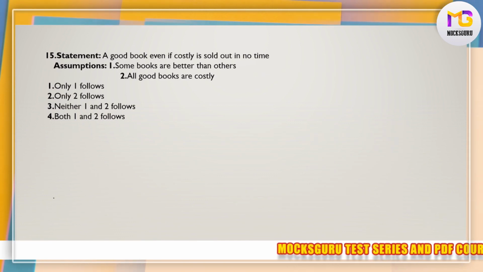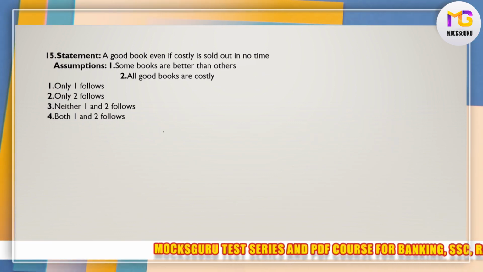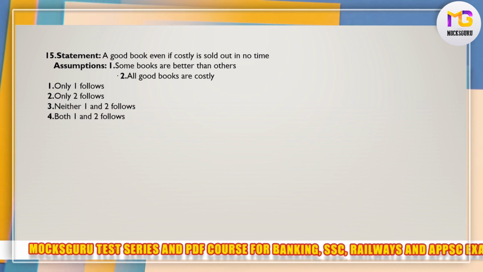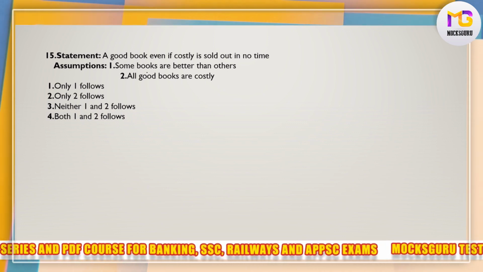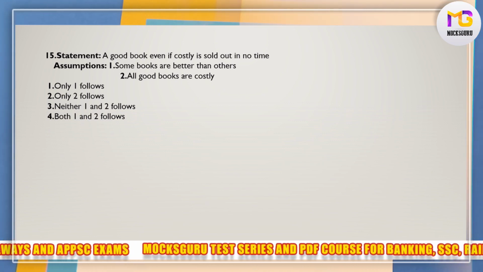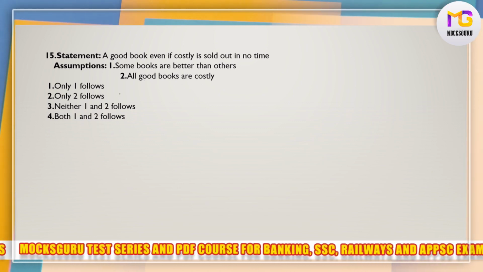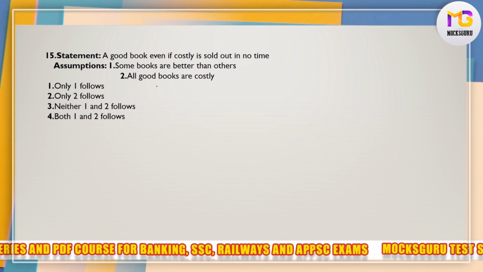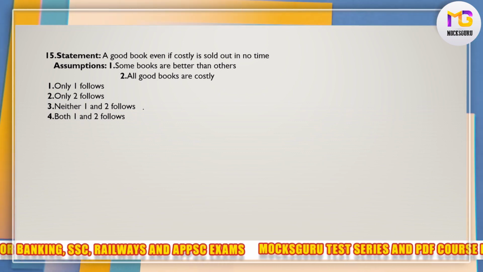Let's move to the next question. Here it is a statements and assumptions question. The statement is: a good book even if costly is sold out in no time. The assumptions are: some books are better than others, and all good books are costly. As we can see, these two assumptions don't make any sense.